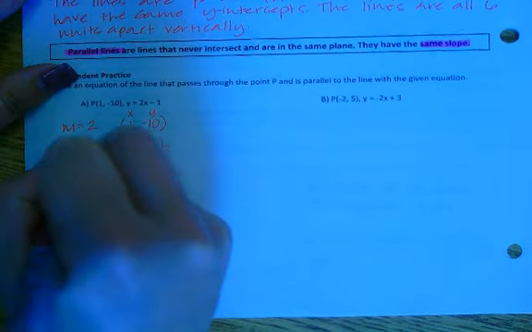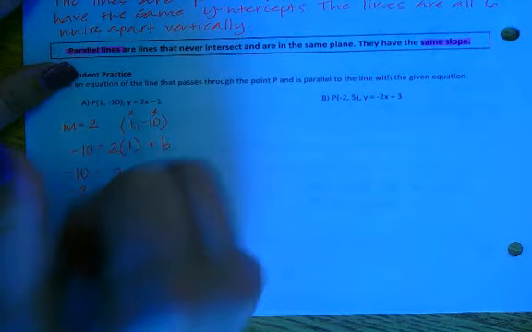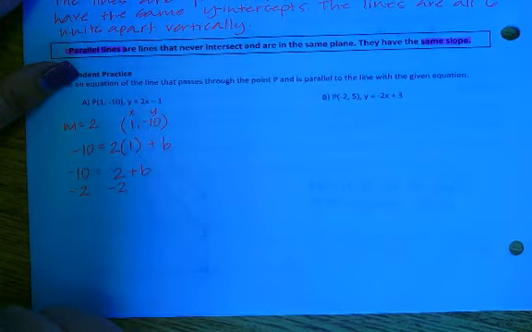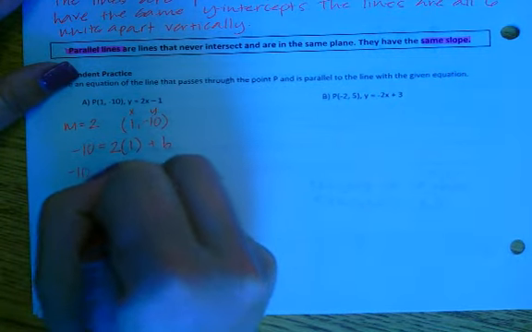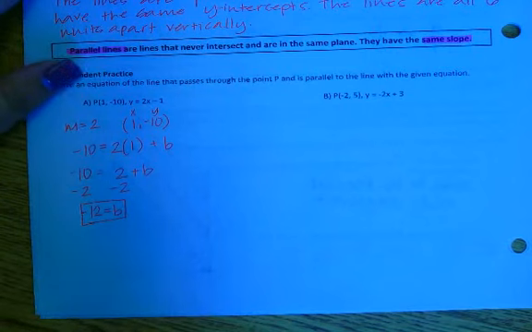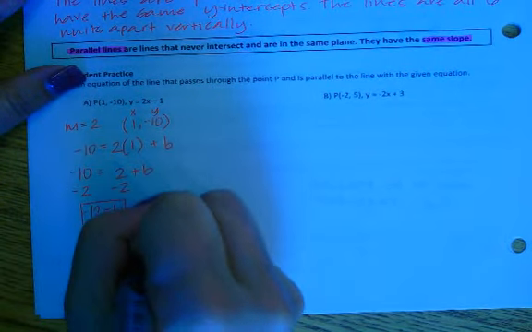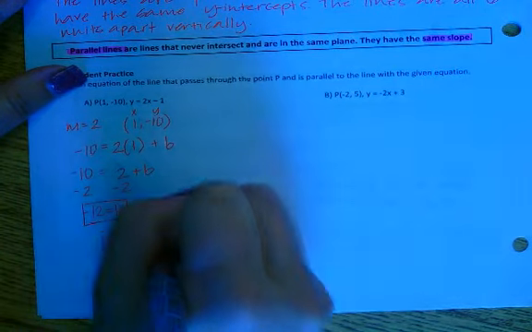So what does b equal? Negative 12. Okay, so what's my equation of the line? Very good. y equals 2x minus 12. So do B on your own.